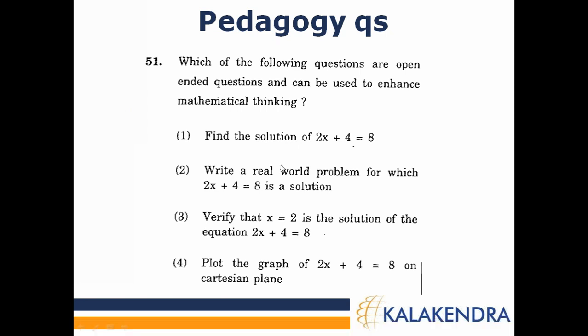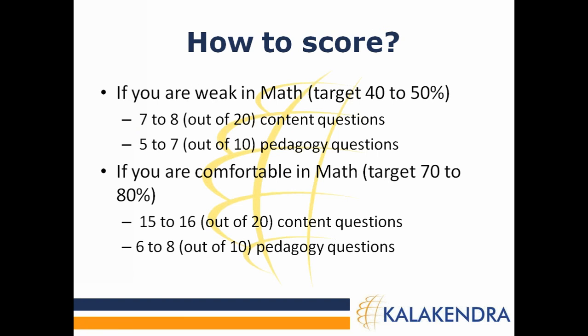Last couple of slides before we end the session. If you're weak in math in this section, you could target 40 to 50%, 7 to 8 questions out of the 20 content questions. You can still manage to get anywhere between 5 to 7 questions out of the 10 pedagogy questions very easily. If you're comfortable with math, you can target 70 to 80%. You can get 15 to 16 of the content questions.